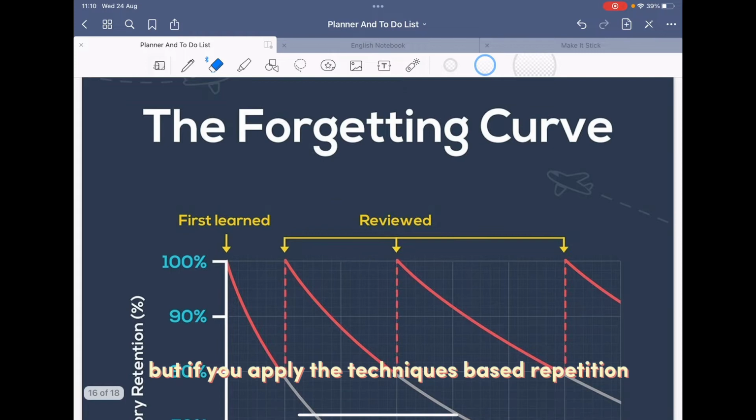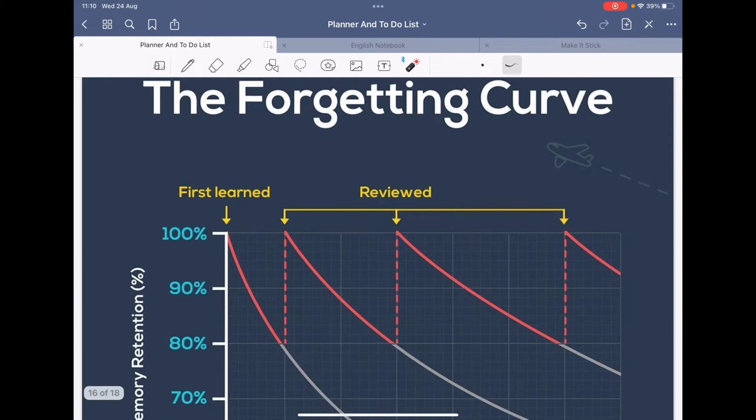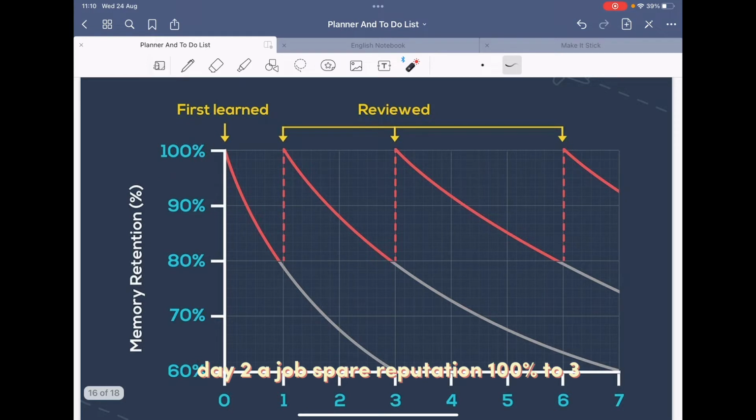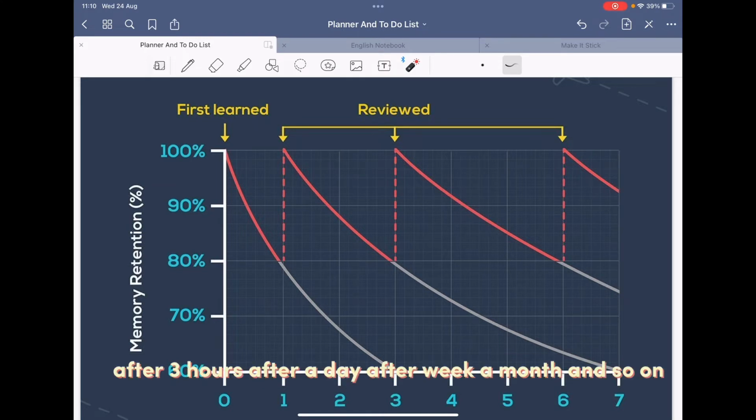But if you apply the technique of spaced repetition as I've just told you before, you will remember it every single day. Day 1, 100%. Day 2, adopt spaced repetition, 100%. Day 3, apply spaced repetition, 100%, and so on. Even at the end of the week, you also remember 100% if you revise it regularly. For example, after 30 minutes, after 1 hour, after 3 hours, after a day, after a week, a month, and so on.